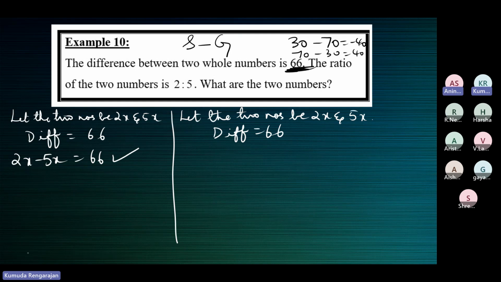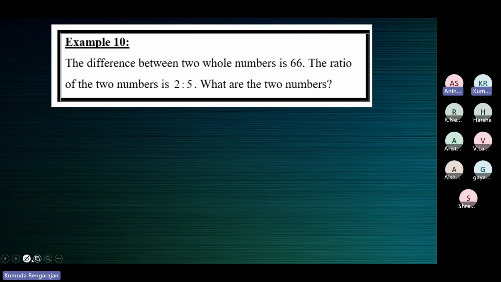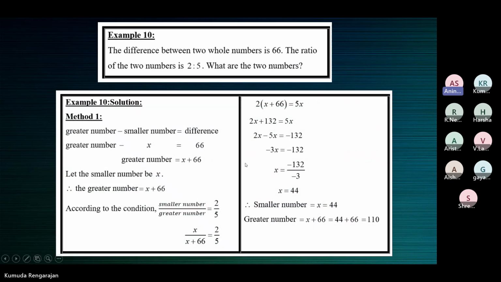Ma'am, I got the answer. So it should be 5x minus 2x here. Though the ratio is 2:5, the numbers are 2x and 5x. But the order in which you subtract should be 5x minus 2x is equal to 66. So that's what Harsha said, but you were not able to explain. I asked why 5x minus 2x, why not 2x minus 5x? Harsha, you were not able to answer that question, so I didn't go ahead with you. Ma'am, I got the answer as 44 and 110.